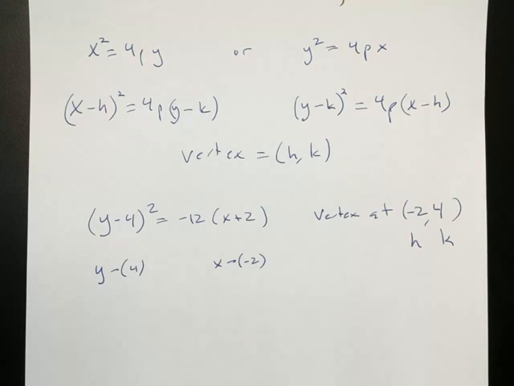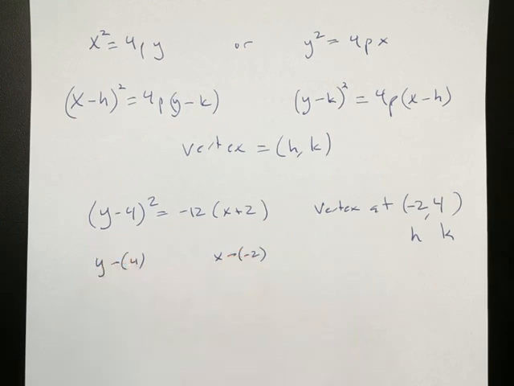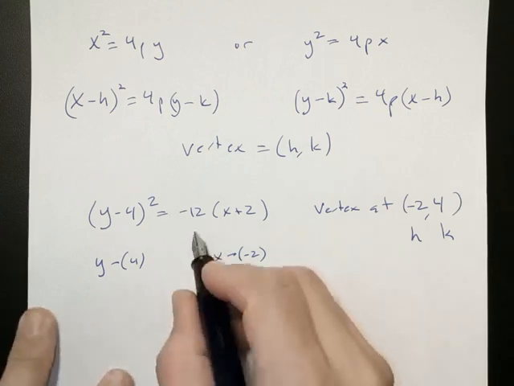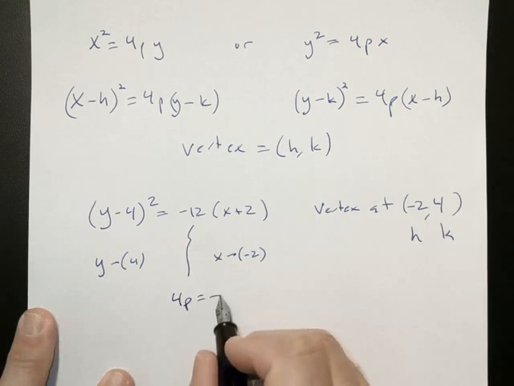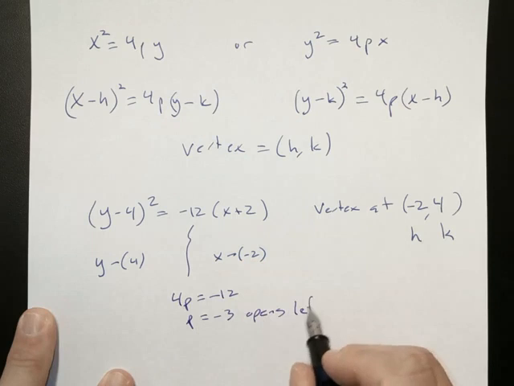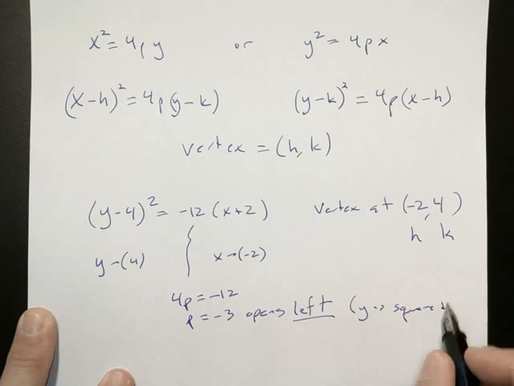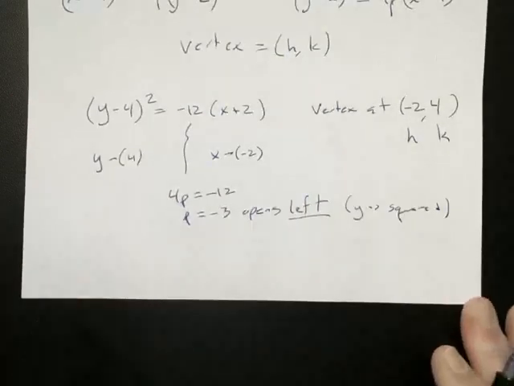I'm not saying you're wrong. I just want you to help me understand it. Aha, whichever one is squared. When the y is squared, we're either left or right. When the x is squared, we're up or down. Since the y is squared, we're left or right. Since the p is negative, we are left. Fabulous.